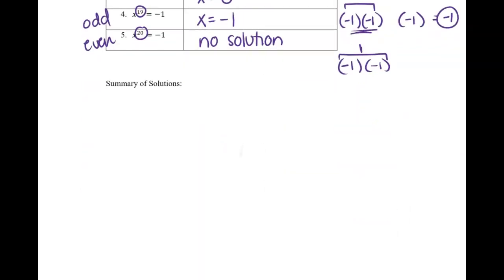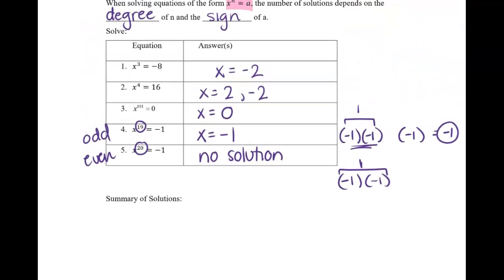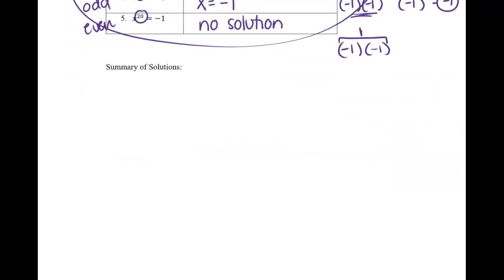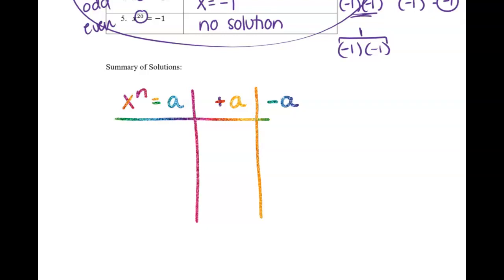For our summary of solutions, to be perfectly honest, I tend to just think through the answers like we did up above. I don't use rules, but if you want a set of rules, this is an option. So we're going to make a table. I'm going to use rainbow color just to make it extra pretty, extra fun. So x to the n equals a is always the equation we're solving. You either have a positive a or a negative a, and you either have an even n, which is the power, or an odd n.